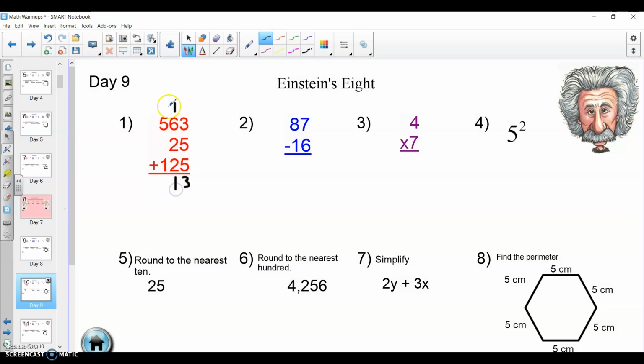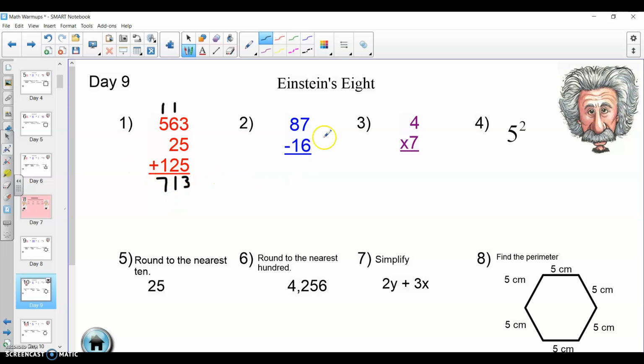And again, you're going to write down the 1 in 11, and then you're going to carry the other 1 over to the hundreds place. 5 plus 1, 6 plus 1, 7. 713. Raise your hand or give me a thumbs up that you got that one correct.